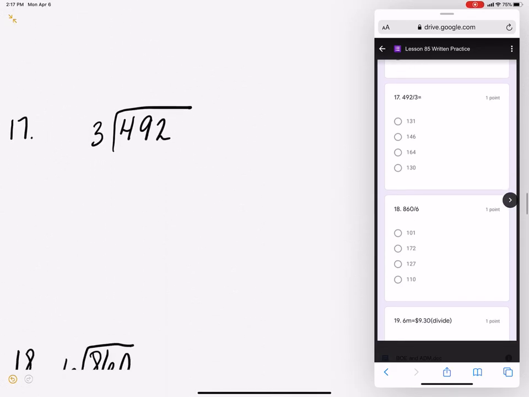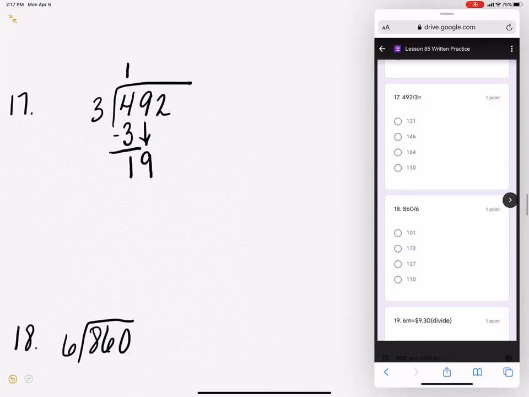Back to division. 492 divided by 3. 3 goes into 4 one time. 1 times 3 is 3. 4 minus 3 is 1. And then bring down your 9. How many 3s are in 19? What times 3 is almost 19? I think 6 is as close as you can get, which is 18.